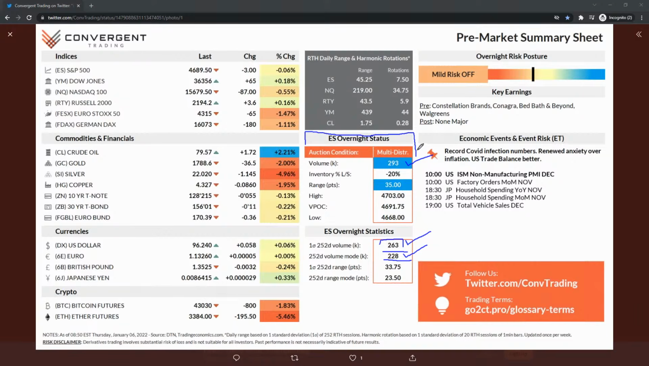Remember, as professional traders, we trade on probabilities and statistics, and this is all this is. The range has just breached above what we would consider to be normal. The risk posture is mild risk off. Record COVID infection numbers. We know how that played out, right? And renewed anxiety over inflation. These are factors that are starting to weigh on the market.